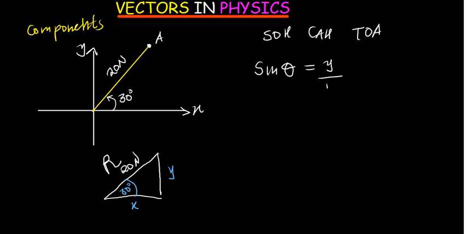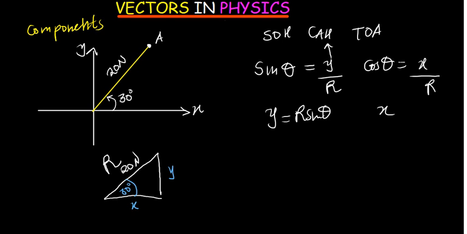And then cosine of the angle theta is given as adjacent over hypotenuse. Adjacent is what? x. Hypotenuse, here the hypotenuse is still r, as you can see. So let me substitute into the formula. I'm going to multiply these two. So y is given by r sine theta, and then x is going to be given by r cos theta. So these are formulas that you need to know by heart.